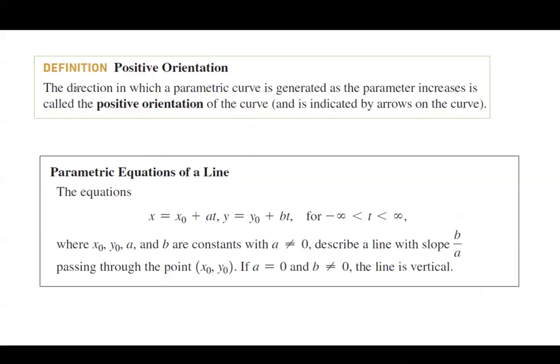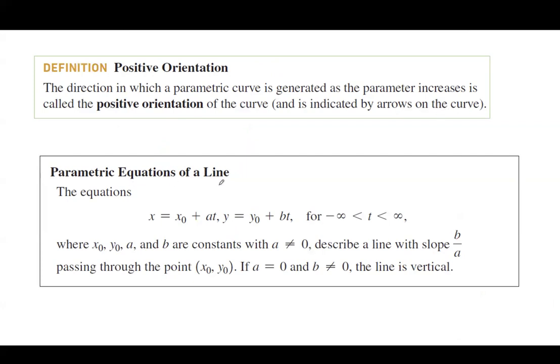A positive orientation is the direction in which a parametric curve is generated as the parameter increases. As I mentioned, it is called the positive orientation of the curve. It's indicated by arrows on the curve.